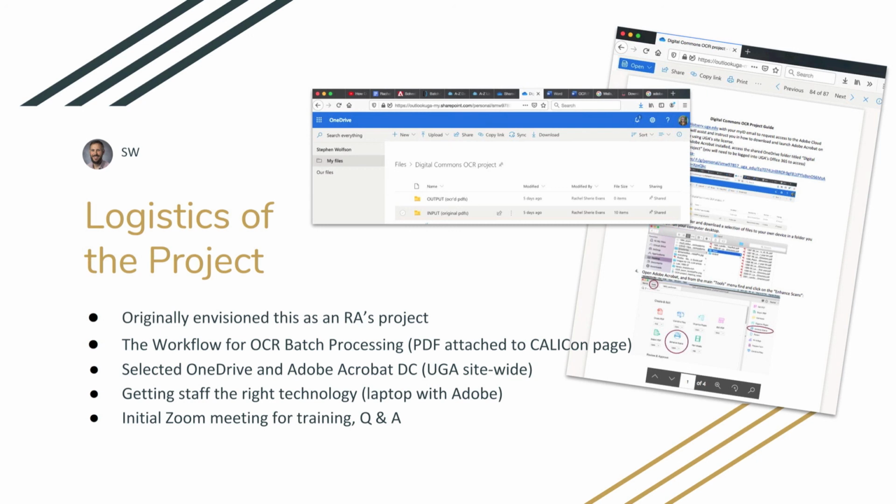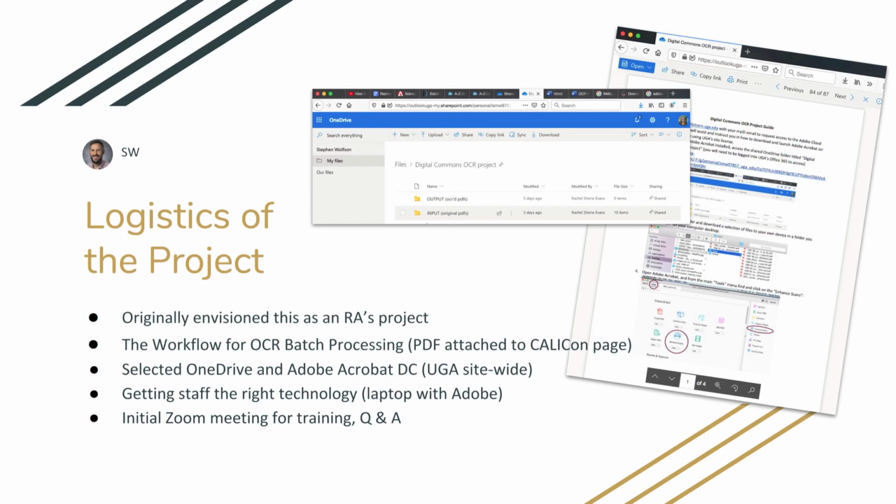through OCR. Basically, the staff member will download from our repository a number of documents that we need to put through OCR. We decided to use OneDrive for both the input and output, so both the original files and the second files, which have been OCR'd, because we at UGA use OneDrive as our institutional cloud locker. Then we are also using Adobe Acrobat, which is one great tool for this project, again, because we have a site-wide license for this.